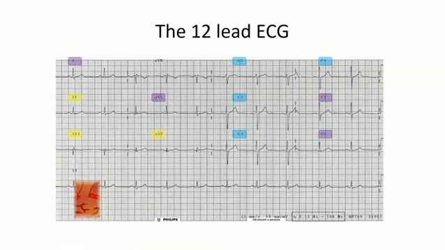Along the bottom of the ECG, you will usually see a continuous strip of lead 2. This makes it easier to assess the heart rhythm without the distraction of the intermittently changing leads above.